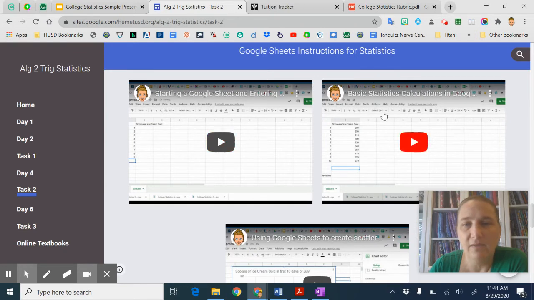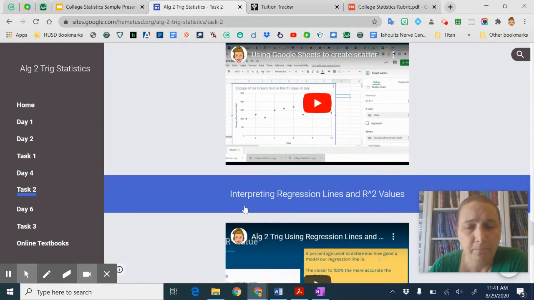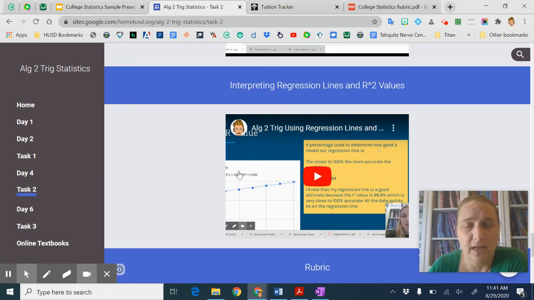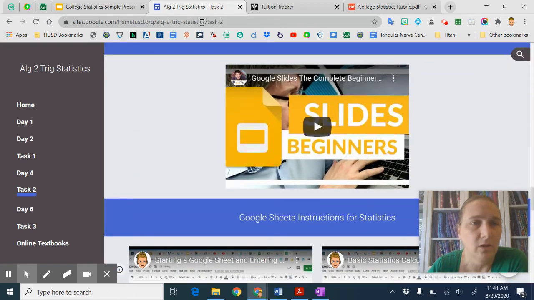And then I have explicit instructions on how to make all of the calculations that you need to make in Google Sheets, okay? Like I said at the beginning, make a folder for the task, and then you can throw your Google Sheets in there, you can throw your slides in there. And then also, we talked about this last week. This is a video on how to calculate and interpret the regression lines and the R-squared values. So let me go through a sample one, and then we'll look at the rubric.